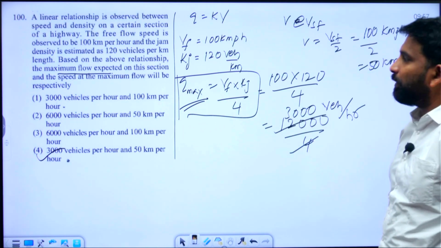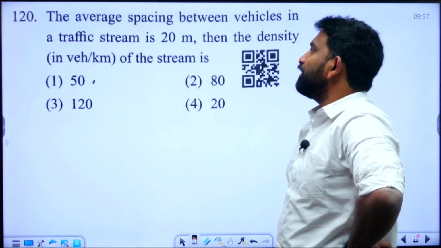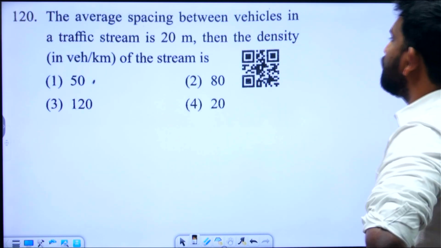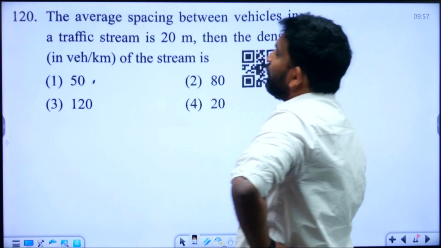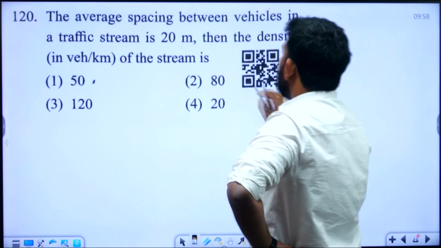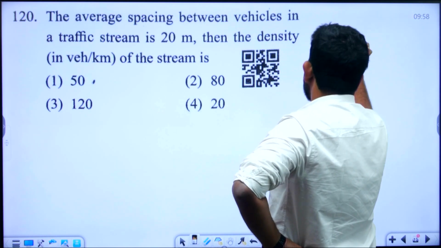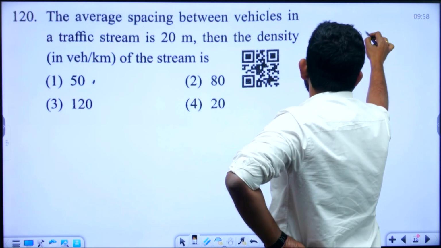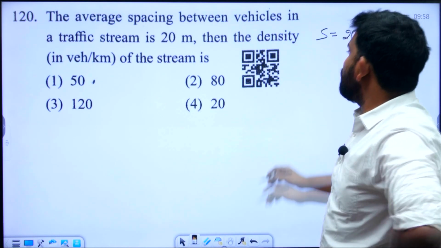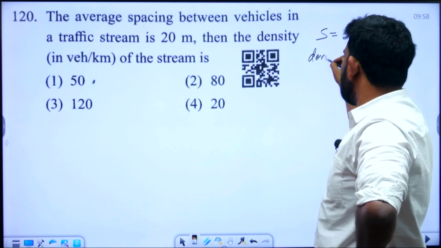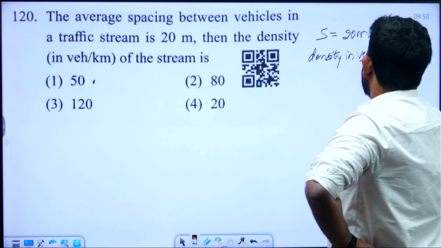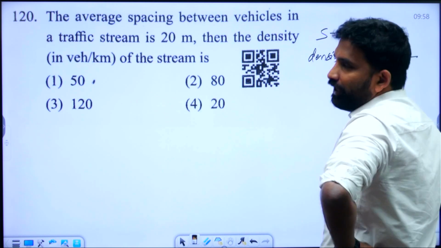Very easy and simple. Okay, if you observe the next question here, the average spacing between the vehicles in a traffic stream is 20 meters and the density in vehicles per kilometer of the stream is dash. Okay, so here he gave the average spacing. Average spacing was given as 20 meters, and what's the next thing he said? Then the density in vehicles per kilometer is dash. Very simple and easy equation.